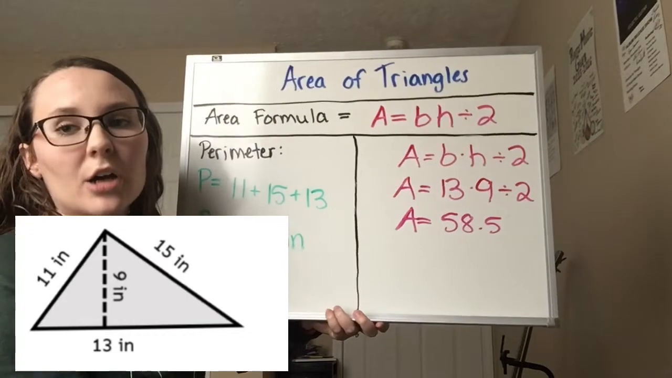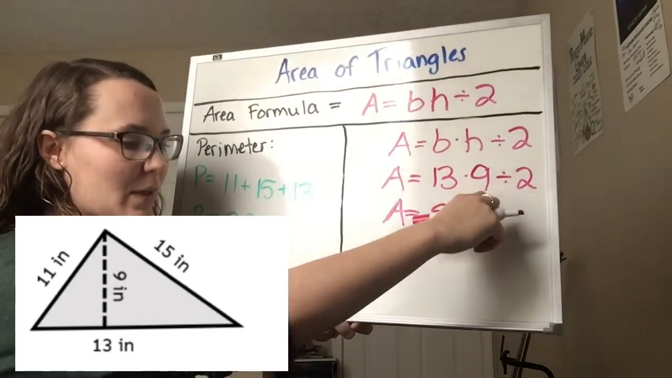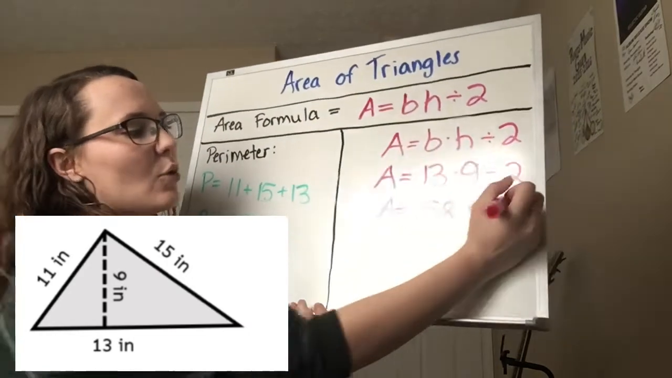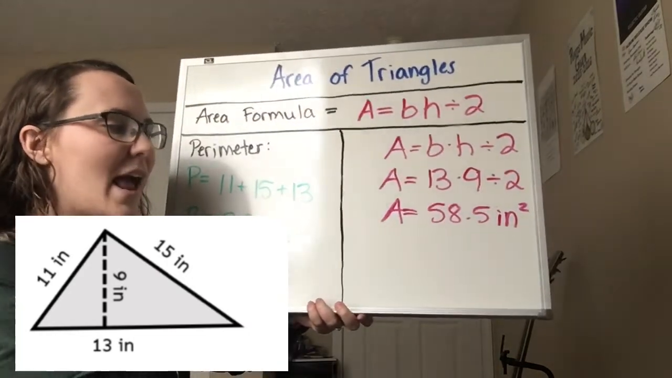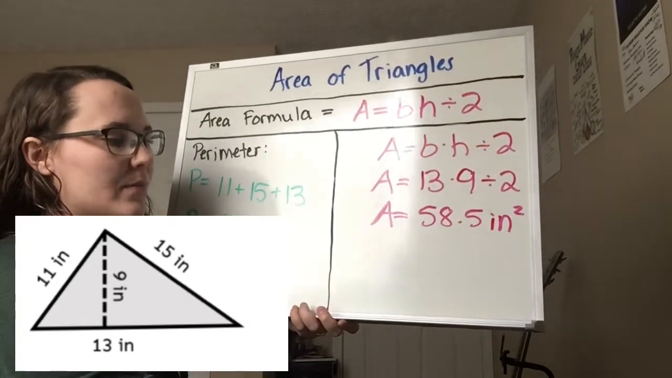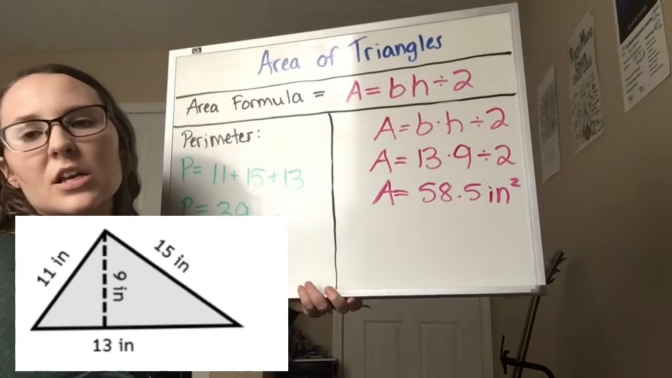And then what would our unit of measurement be? Well, we're multiplying, and then we're dividing, so we get inches squared. Okay, once again, area is always inches squared. So the area of the triangle is 58.5 inches squared.